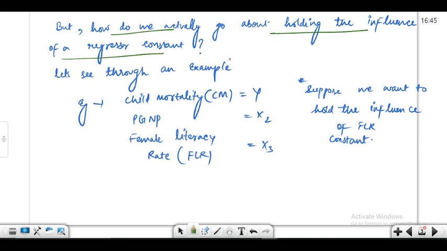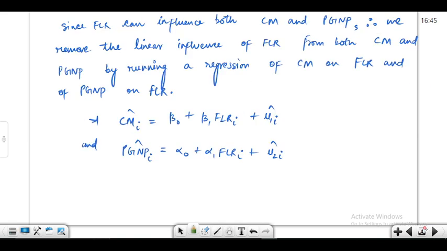Suppose your y variable is the child mortality rate, your x2 variable is the per capita gross national product, PGNP. We have seen this example in the previous videos. The extra variable x3 here is the female literacy rate. So we have these three variables, and suppose we want to hold the influence of female literacy rate constant, and holding this constant, we want to see the impact of PGNP on child mortality. That is where we'll see how we can hold the influence of a regressor constant.